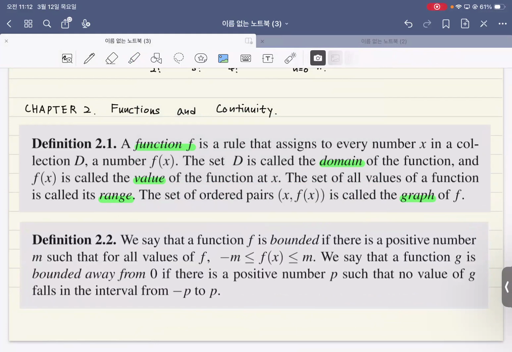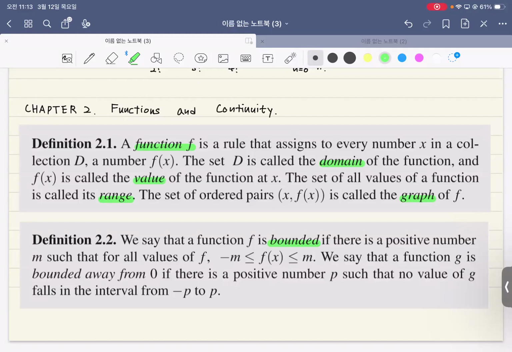A function is bounded. That means if you can find some positive number n, and your function value lies between minus n and plus n, then we say the function is bounded. So in other words, your function should not go to plus or minus infinity, right? Then your function is bounded.